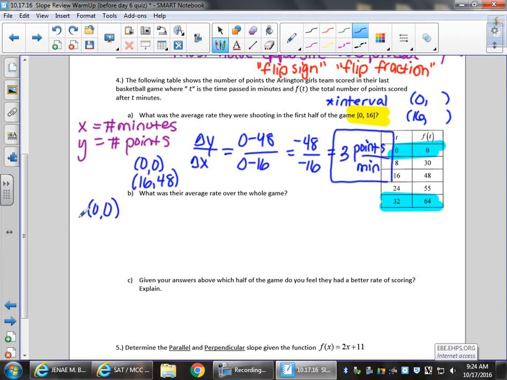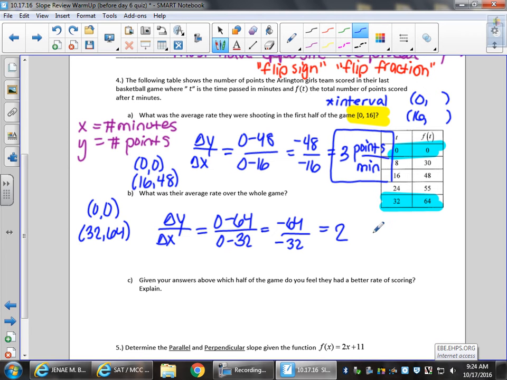So 0, 0, 32, 64. What should I write right here to start the work? Change in y divided by change in x equals 0 minus 64 divided by 0 minus 32. Negative 64. Yep. 2. What's the label again? Points per minute. So this first answer was roughly the first half of the game, and then this is the whole game. Given your answers above, which half of the game do you feel they had a better rate of scoring?